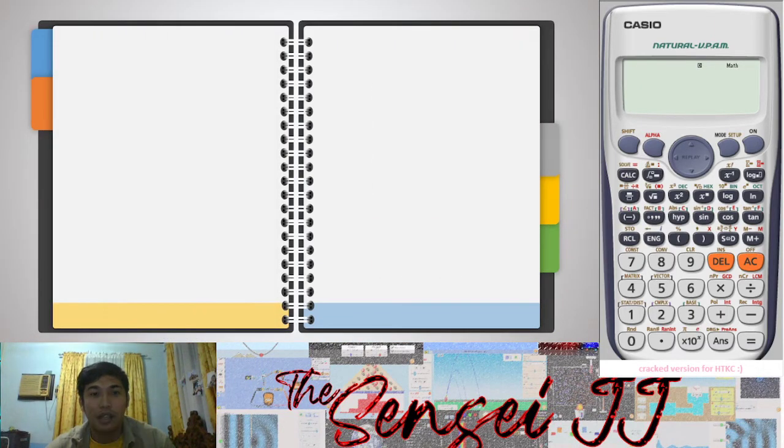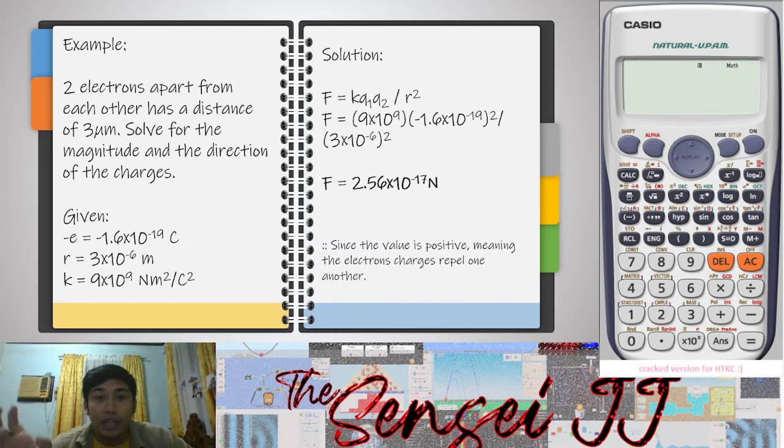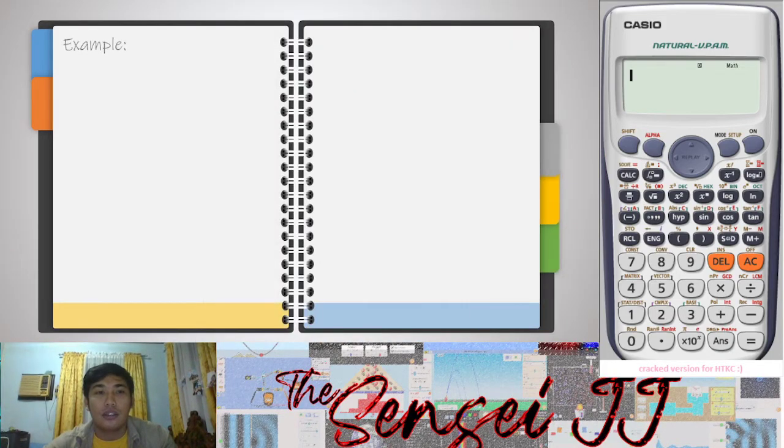So since the value is positive, meaning our force is repelling each other, since both are negative, negative multiplied by negative will be positive. If our answer were negative, the reason would be that they are attracted to each other. They have different directions. So since it is positive, their directions are the same. Okay? Okay, so let's have another example.